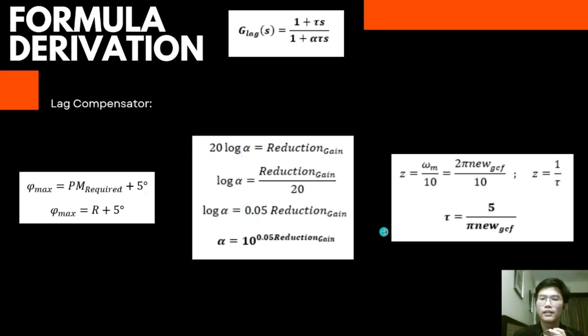After that, this value is stored in the Scilab. Okay, now for the gain crossover frequency, we will use this value to find the value of tau. And therefore, we have the two equations for the lag compensator also.